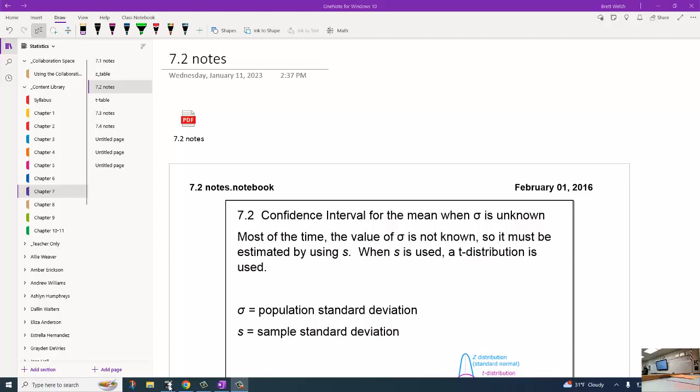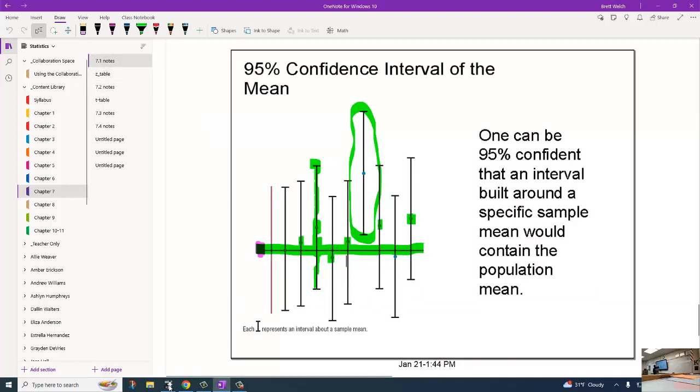Okay, so in 7.2, let's recap what we did before break. In 7.1, we were talking about using the z-table to build a confidence interval around a mean. Now this was done if we were going to take a sample of your guys' height and want to compare that to the school district or the high schools around the state.